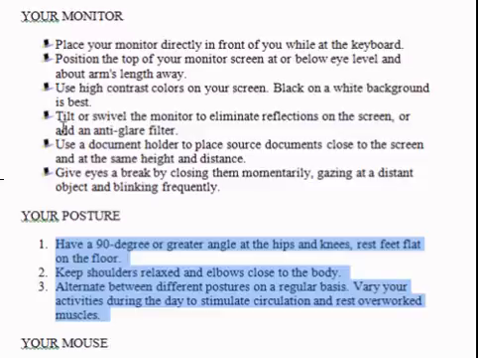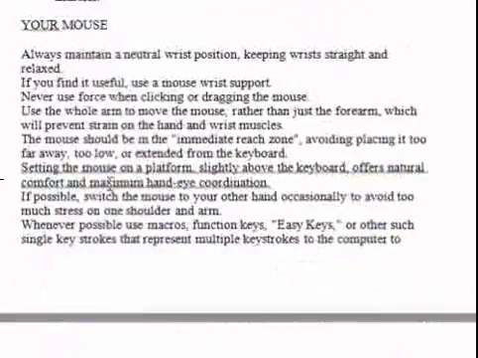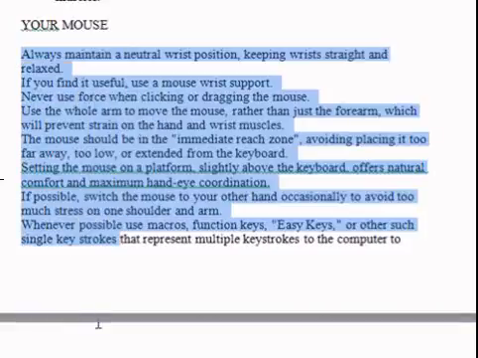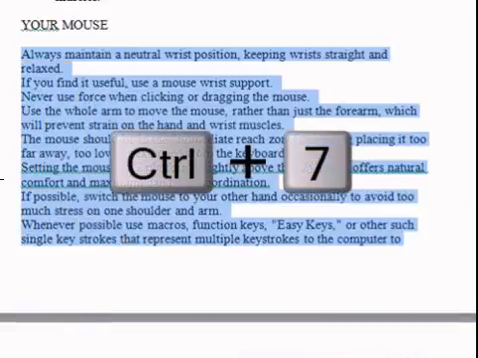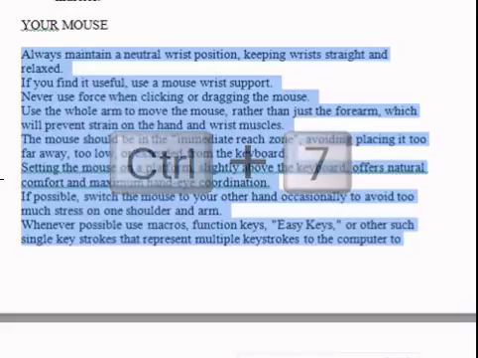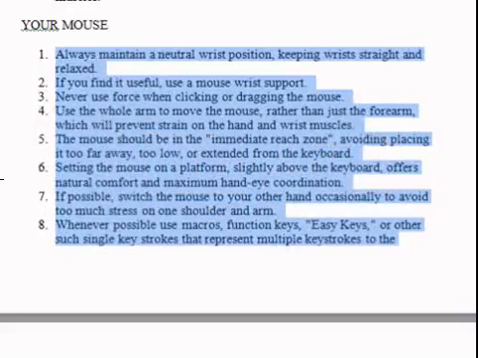Move down and highlight the paragraphs under Your Mouse section. Hold down the Control key and press 7 to use the new macro. It worked! We now have a numbered list in this section.